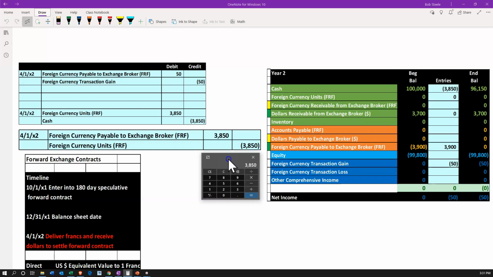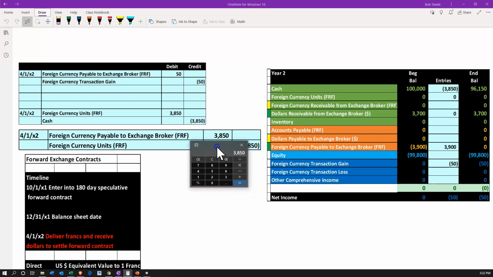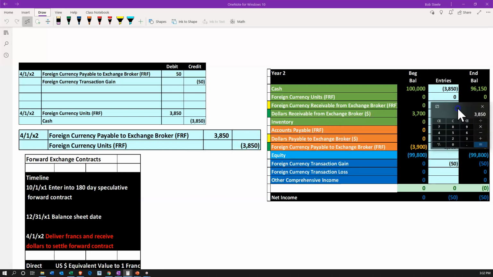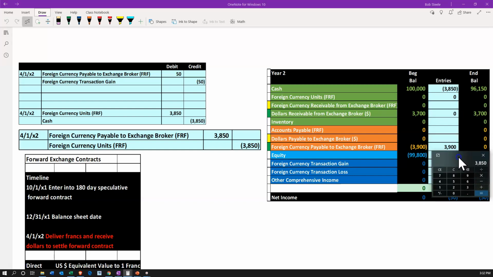So just remember that when we do this, we're actually spending francs, 5,000 francs, which are valued at 3,850 for the currency and then 3,850 for the payable. And that should then take down these amounts. So it should take them down to zero. So now the foreign currency units in francs is down to zero. We don't have any francs anymore. And now the payable has gone down to zero as well. So the payable is now at zero as well.